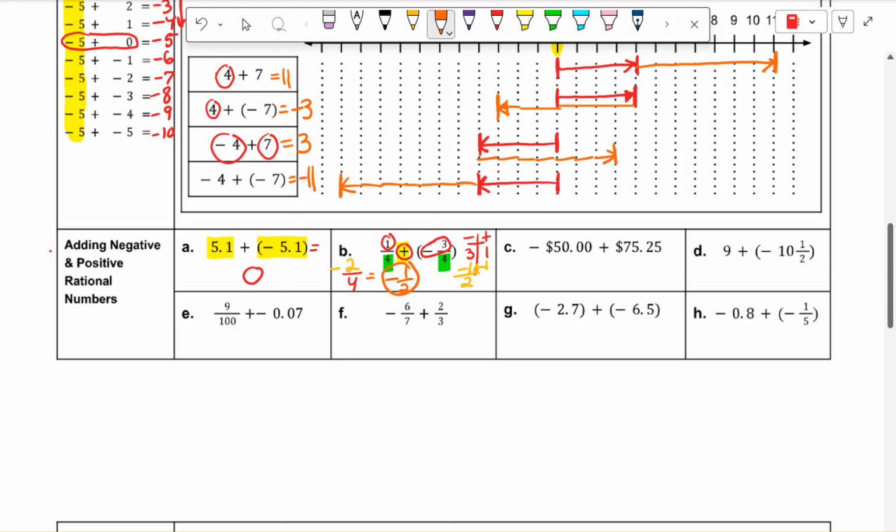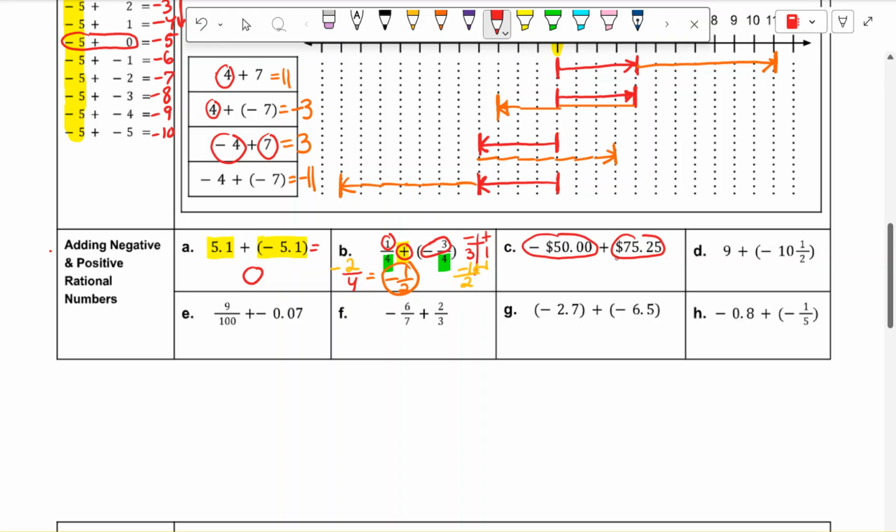Now we're talking about money. Everybody wants to talk about money, so we're talking about it. We have negative 50. That's a debt. You owe someone $50, and then you have $75.25. So you got to pay them back, and what are we going to have? So you can see here that we have more positives than we have negatives. And so you know you're going to end up with money in your pocket.